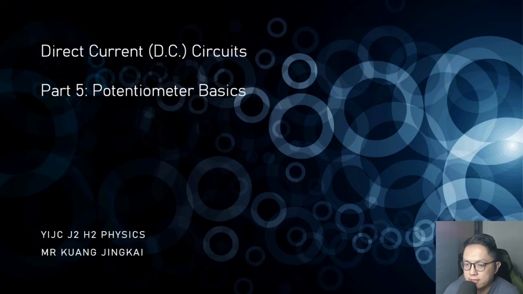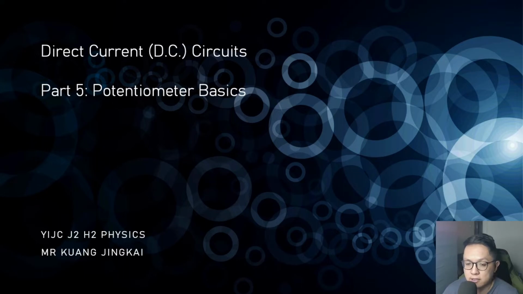Right, let's move on to the next part on potentiometer basics. A potentiometer is essentially an application of your potential divider circuit, the one with the resistance wire. So we'll look more at it now.